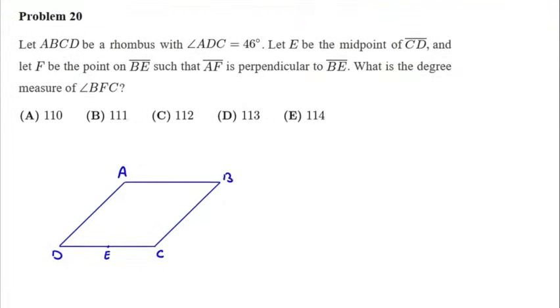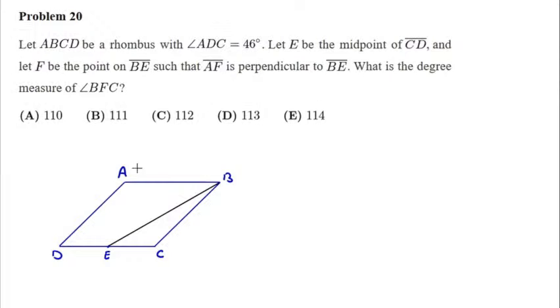AMC 10B 2022 problem number 20. Let ABCD be a rhombus with angle ADC 46. Let E be the midpoint of CD, like this. And let F be the point on BE. So let's draw BE. Such that AF is perpendicular to BE.